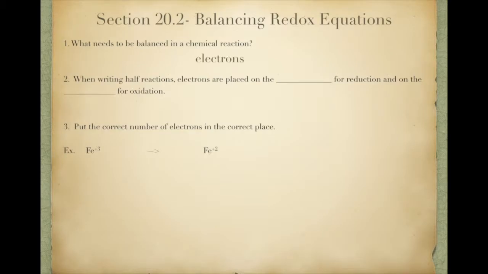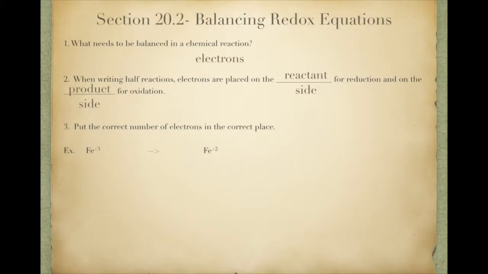And so when you're writing the half reaction, electrons are going to be placed on the reactant side if you're dealing with a reduction reaction, because in reduction, remember, you gain electrons. And if an atom is oxidized, then you're going to put the electrons on the product side. So let's look at an example really quickly.